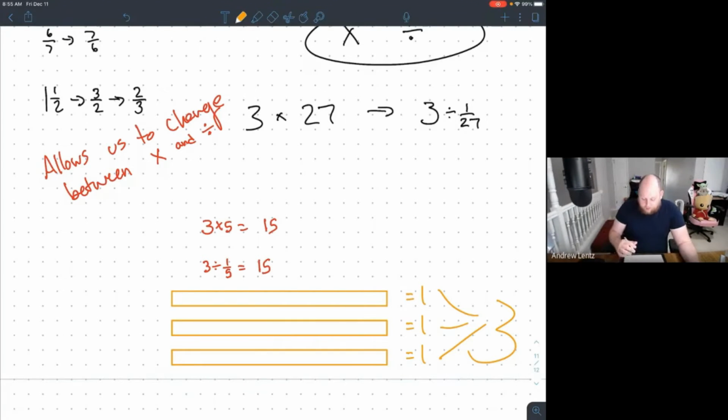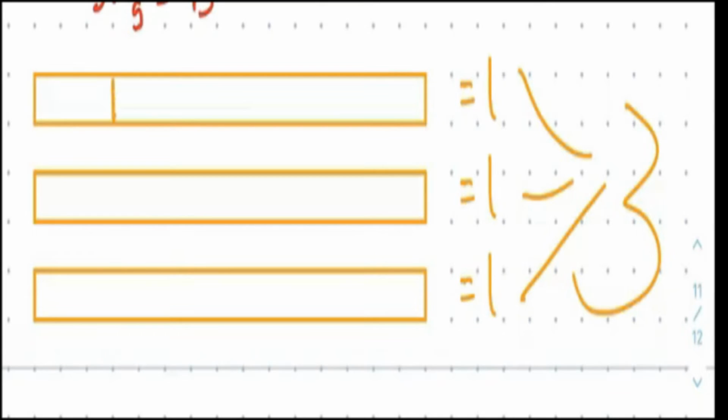So what I'm going to do is take these 3s and divide them up into fifths. 3 divided by 1/5. So I want to have my group of 3 broken up into segments of 1/5. So 1, 2, 3, 1, 2, 3, 1, 2, 3, 1, 2, 3. There we go.